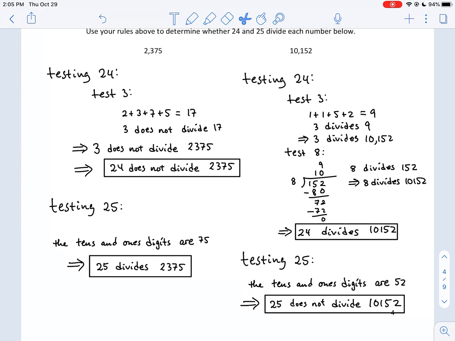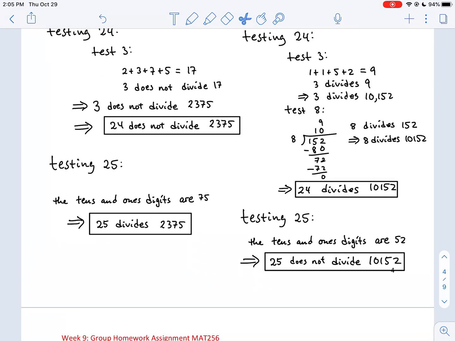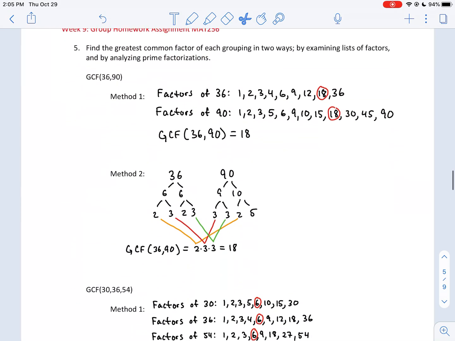But the last 2 digits are 52, which isn't 25, 50, 75, or 00. Therefore, it's not divisible by 25.